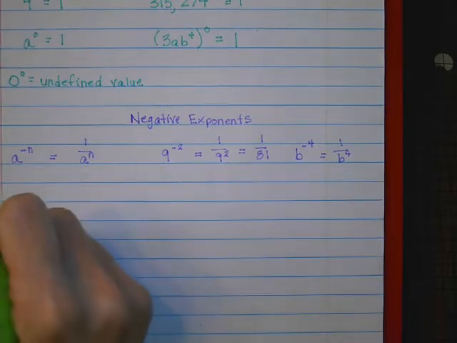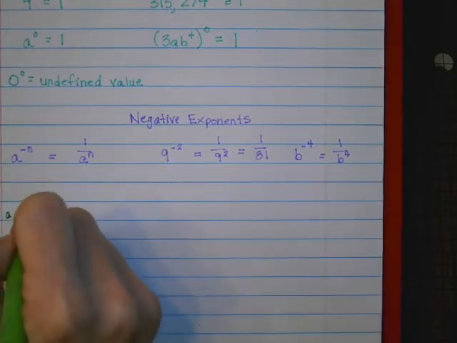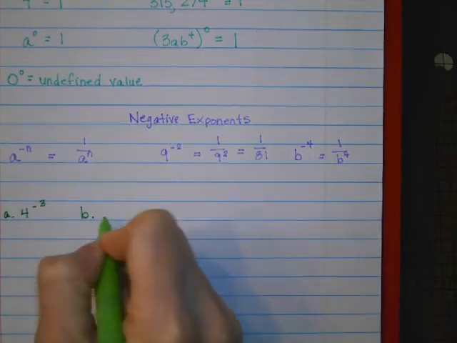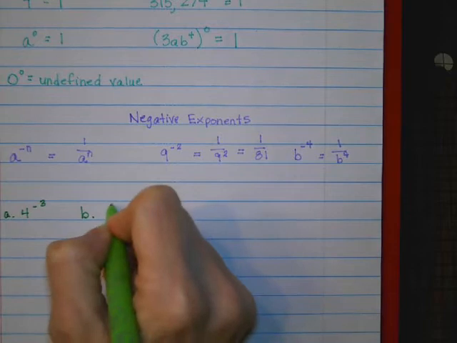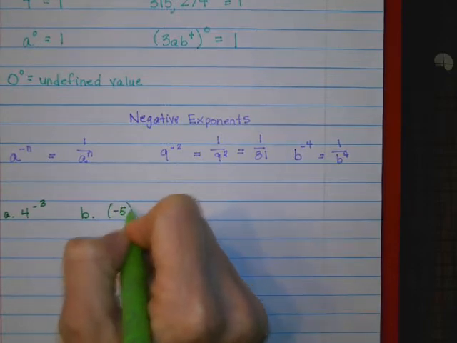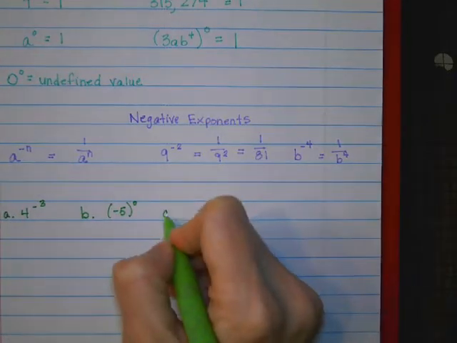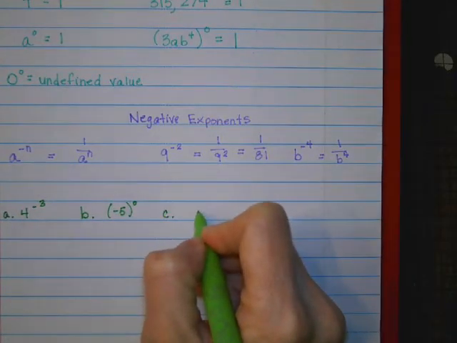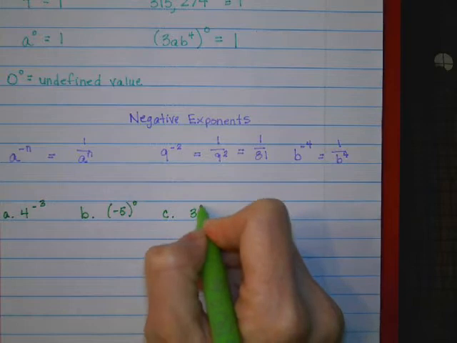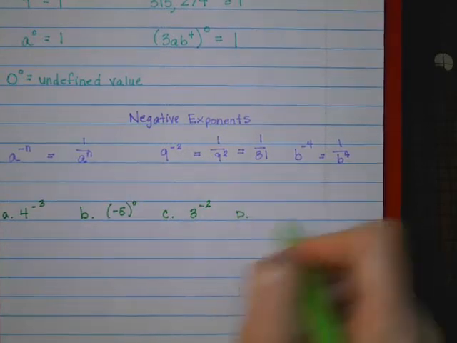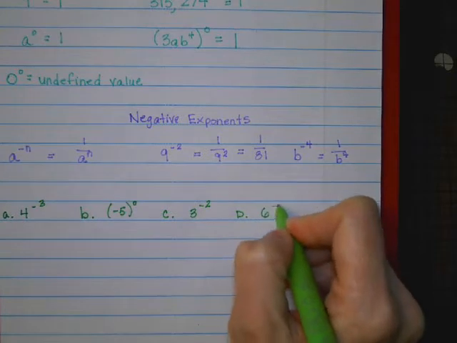We got A, which is 4 to the negative 3. We got B, which is in parentheses -5 raised to the 0 power. We have C, which is 3 raised to the -2 power. We have D, which is 6 raised to the -1 power.